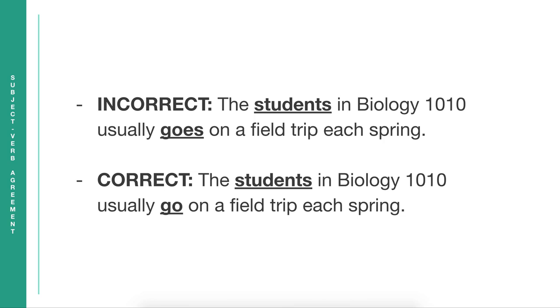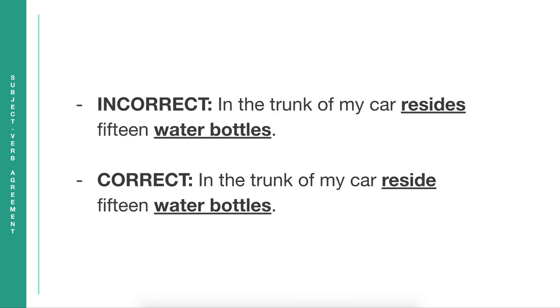Our correct sentence only has an S at the end of students, not on go, which means that we have correct subject-verb agreement. Now, if you have a problem here where you have students and goes and those don't match, one is plural and the other is singular, that is incorrect subject-verb agreement, and that would need to be revised.